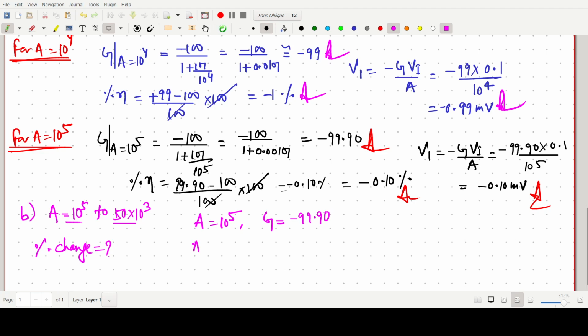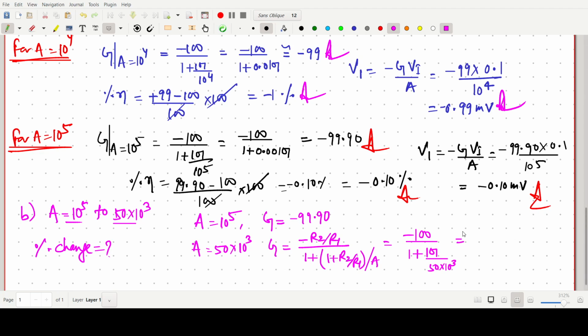Now similarly for A equal to 50 into 10 to the power 3, we have to find the gain expression. The overall gain will be minus R2 by R1, divided by 1 plus the quantity 1 plus R2 by R1, divided by A. So it should be minus 100 by 1 plus 101 by 50 into 10 to the power 3. If we solve, it will come nearly minus 99.80.